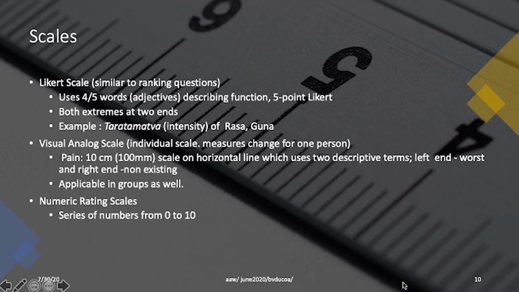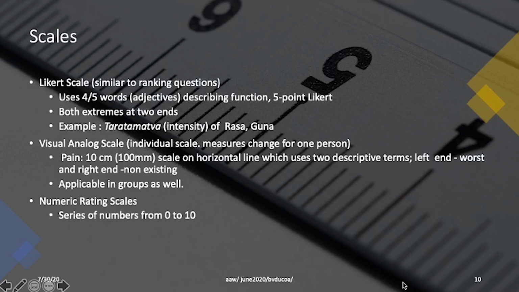The second type of scale is famously known as the VAS pain scale, because this was initiated for measurement of pain. But how to measure the pain? A scientist found out this scale. It is called the pain scale. It is an individual scale. It measures change for one person at different time points: today, tomorrow, day after tomorrow, after 7 days, after 1 month.